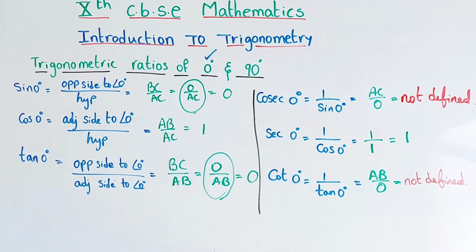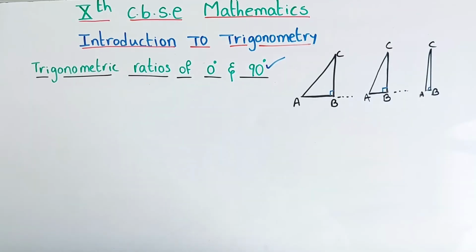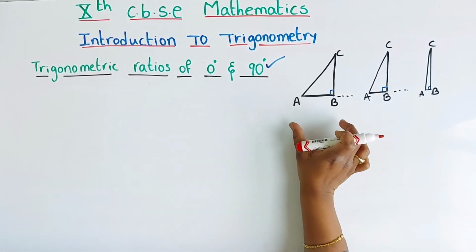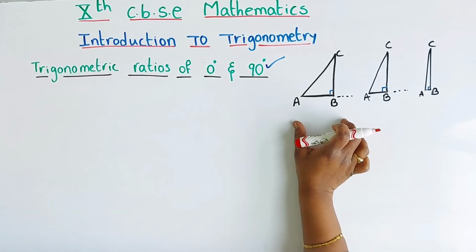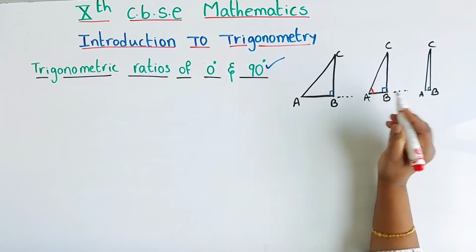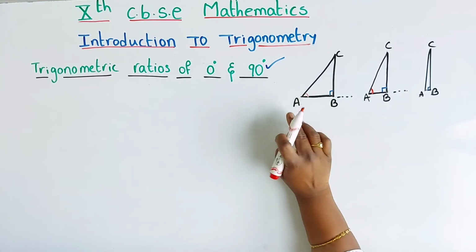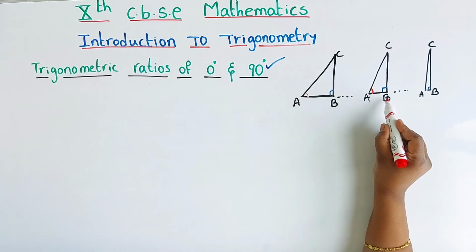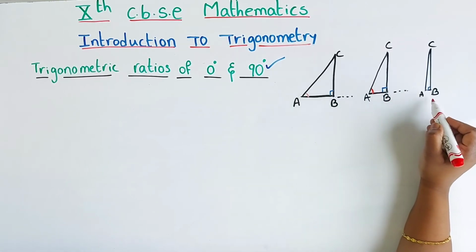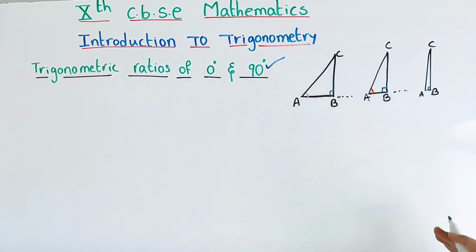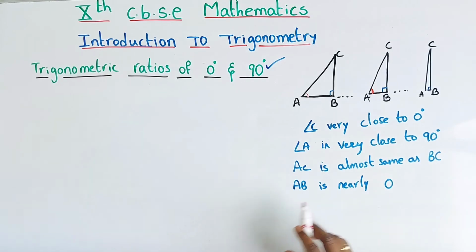Now we will see 90 degrees. Now 90 degrees, children. See here, we took the right angle triangle ABC. Now we want A to be 90 degrees, right? So we have to move A towards B. See, slowly it is moving towards B. After some steps, A is almost 90 degrees, right, children? Now we'll write the measurements here.